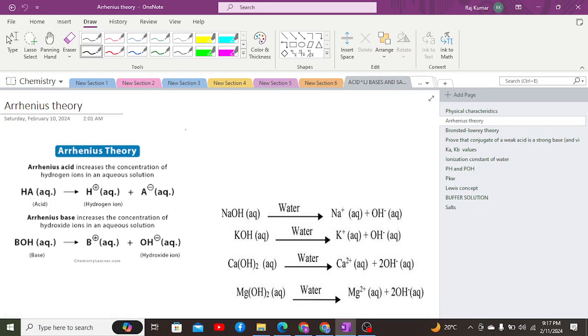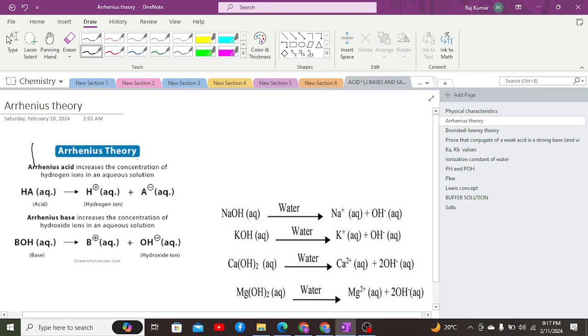And Arrhenius said that those substances, those chemicals which possess hydrogen ions, those substances which release hydrogen ions when dissolved in water, are known as acids, and those substances which produce OH ions when dissolved in water are known as bases. And these at that time were known as Arrhenius acids and Arrhenius bases respectively.